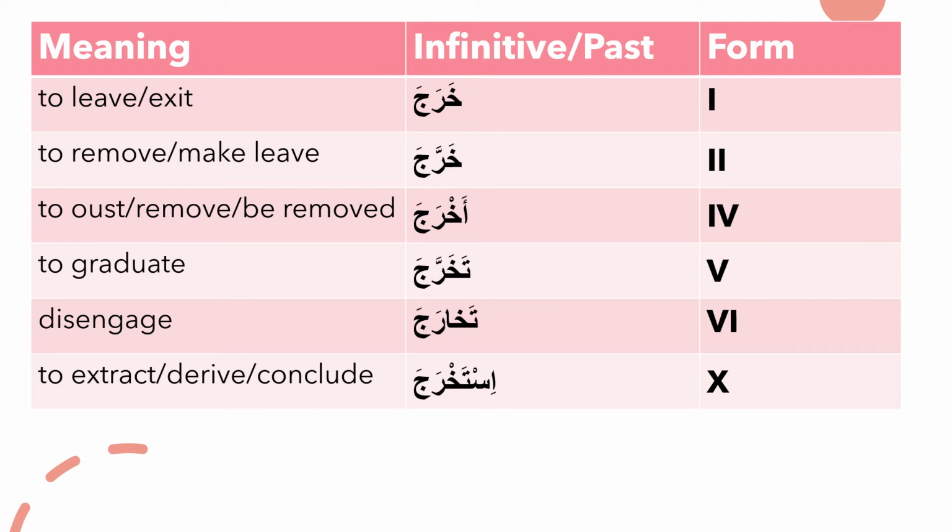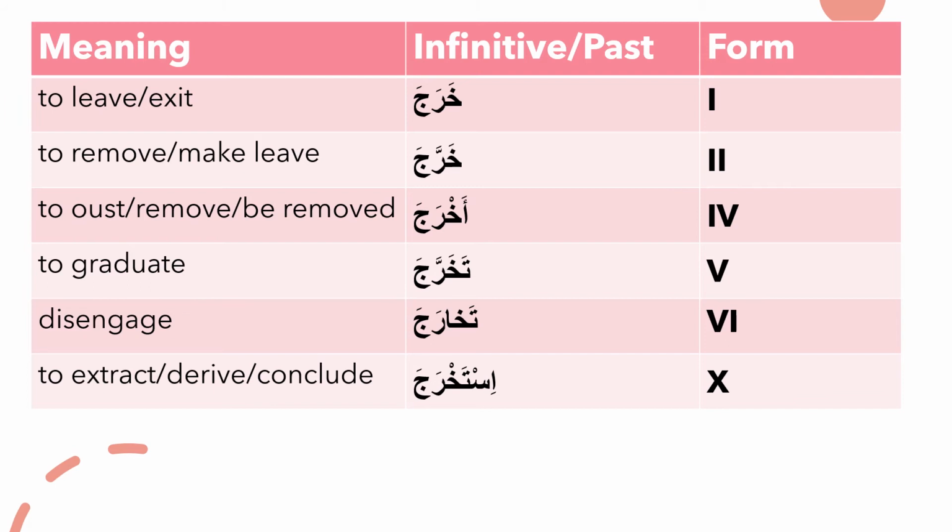One important misconception that people sometimes have is, as we can see, there are 10 forms. However, kharaja only has 6. And actually that's quite a lot for a particular verb, because not every verb is going to have all 10 forms. In fact, I'm not sure if there are any verbs that do exist in all 10 forms.